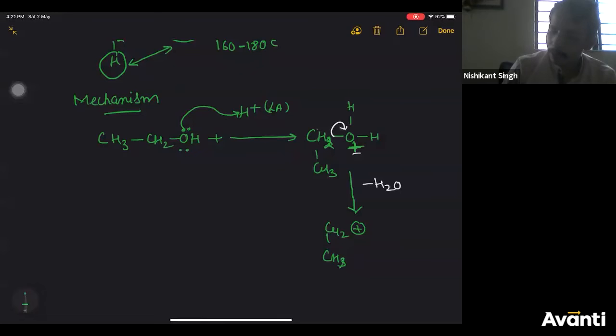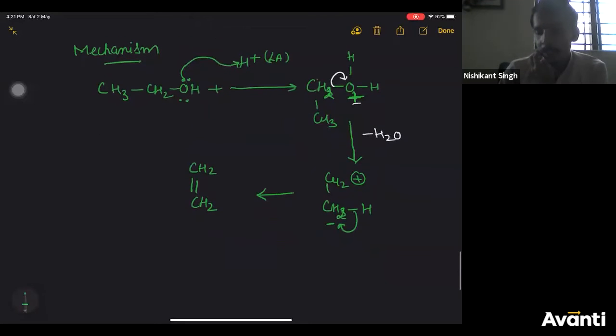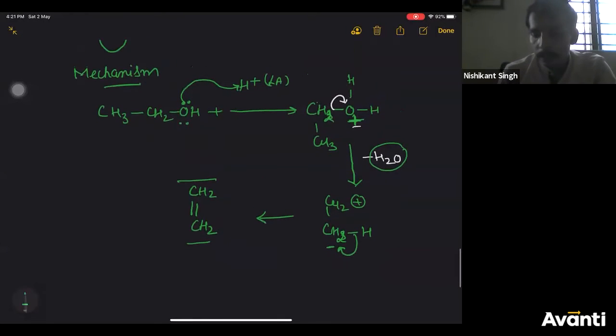Now what happens in the next step? Once the carbocation is formed, H plus will be eliminated like this. So carbon gets negative, negative and positive will form a bond with each other, so that you'll get CH2 double bond CH2. Now, if you see this, alkene is formed and water is formed as the byproduct. Any doubt in this step, students? You can ask. Any doubt till now?